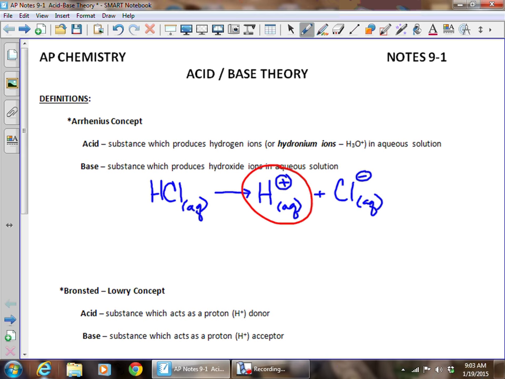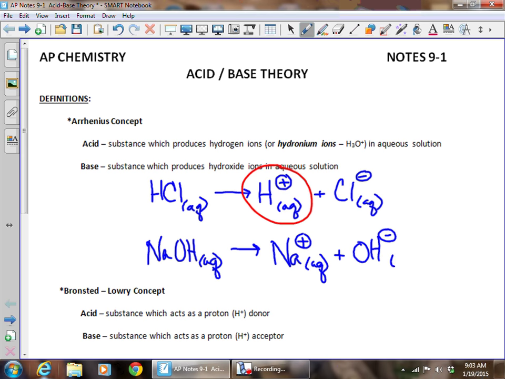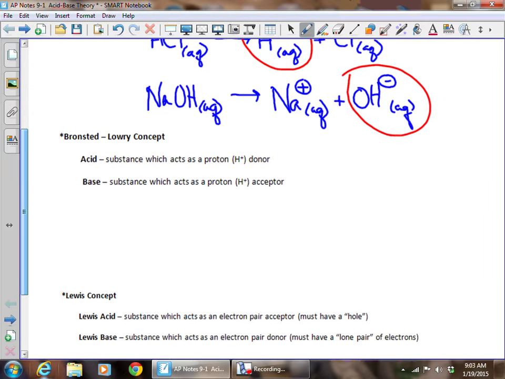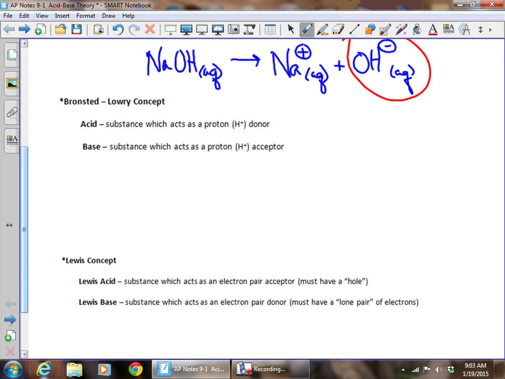A base then is a substance that produces hydroxide ions, so we take sodium hydroxide, which is a white solid. We dissolve that in water and it ionizes to form sodium ions and hydroxide ions. And those hydroxide ions are what makes this a base. The more there are, the more basic it is. Now, there are some substances that can't be explained using the Arrhenius definition.